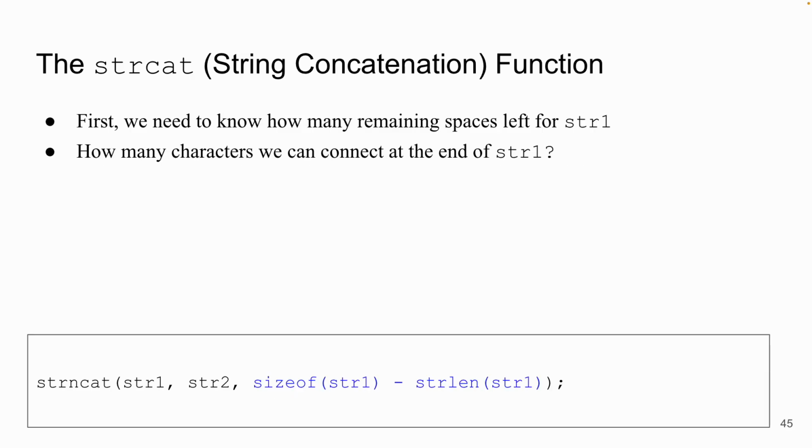So first, we need to know how much remaining space is left in string 1, right? Because string 1 has its own characters, and the rest of the space is used to store the characters from string 2. So we need to know how many remaining spaces we can use in string 1. By knowing that, we can know how many characters we can connect at the end of string 1. So to do that, first we can calculate this. We can put down this expression here.